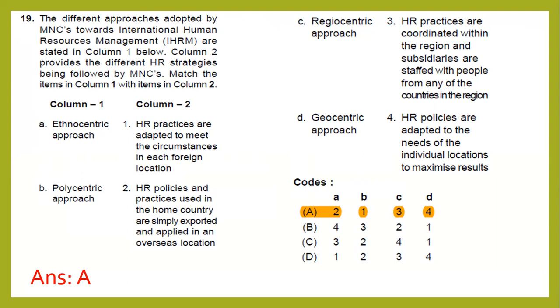Column 2 provides different HR strategies followed by MNCs. So match the following. Here the correct option is A. For A it is 2, for B it is 1, for C it is 3, for D it is 4. So let us see that option.